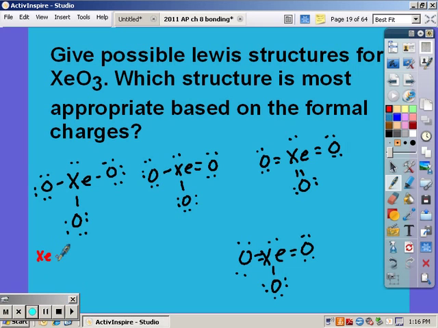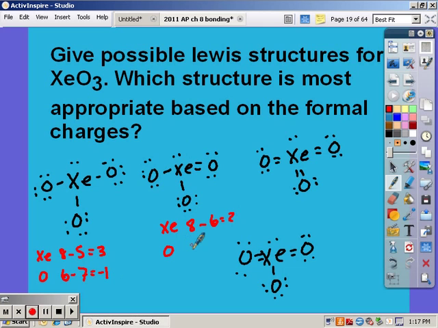So on the first structure, xenon had a formal charge of 8 minus 5, giving us a 3. And each of the oxygens are the same, 6 minus 7, giving us a negative 1. We'll look at the next structure. Xenon is an 8 minus 6, giving us a formal charge of 2, and oxygen.